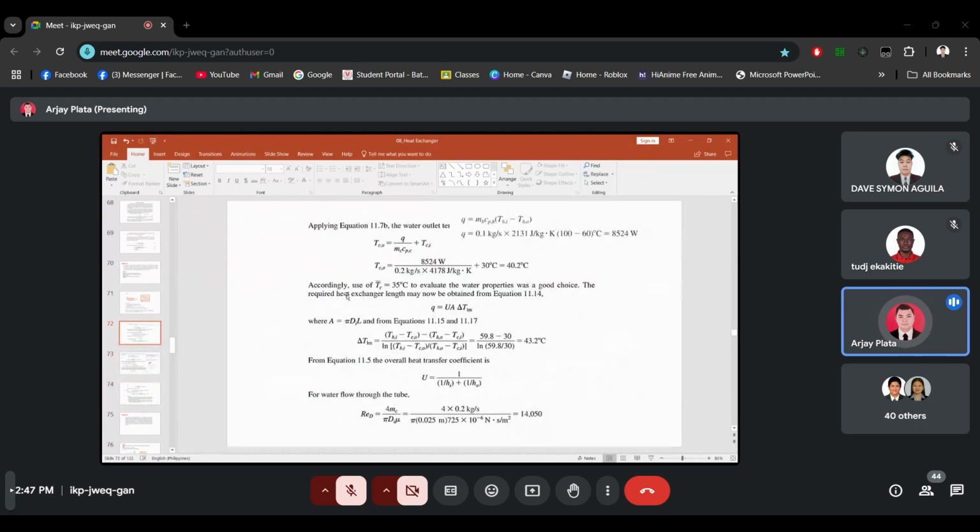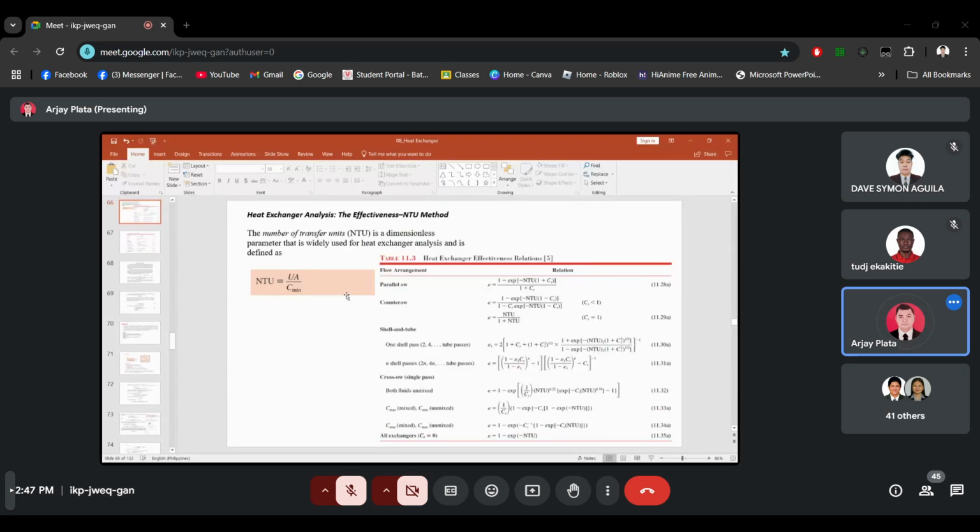Okay, so now we will move on to our next topic, the effectiveness NTU method. The log mean temperature difference method of heat exchanger analysis can be used when the fluid inlet temperatures are known, just like in example one, and the outlet temperatures are also specified or readily determined from an energy balance. However, if only inlet temperatures are known, use of LMTD requires an iterative process. It is then preferable to use an alternative approach, termed the effectiveness NTU method.